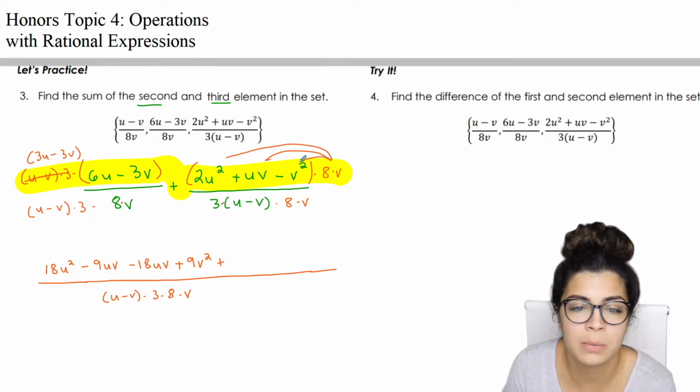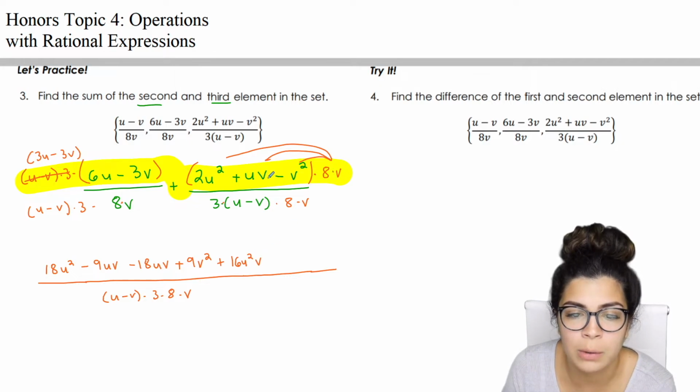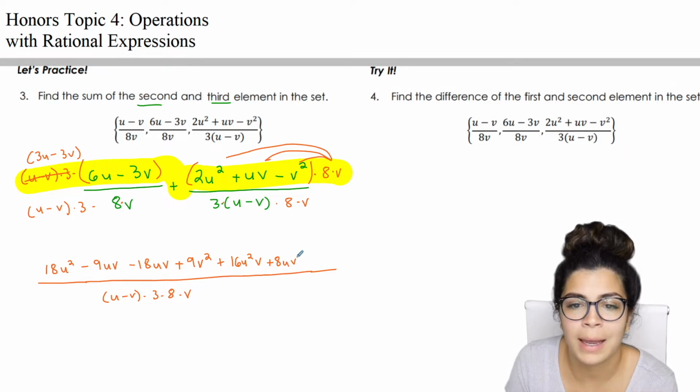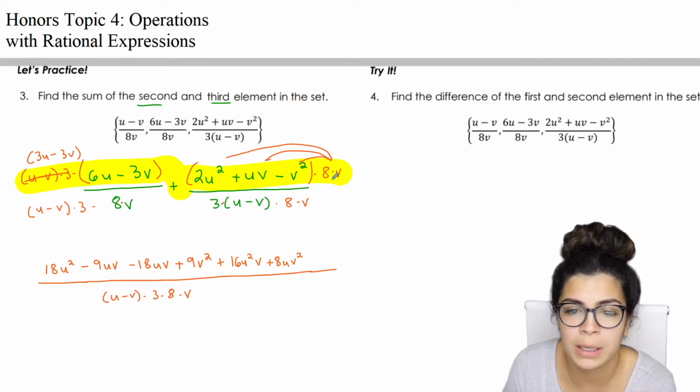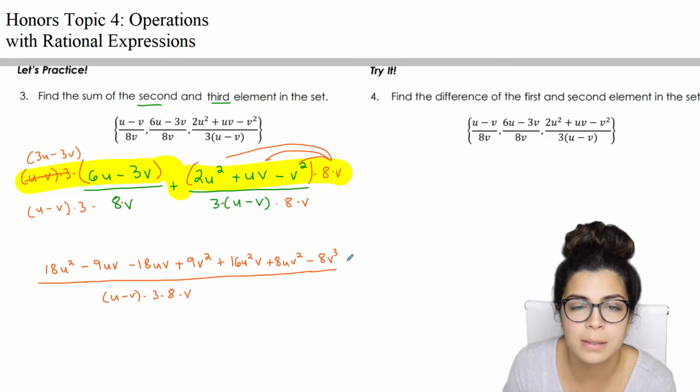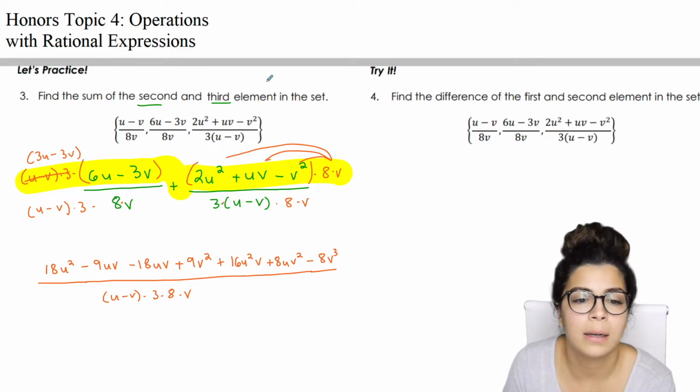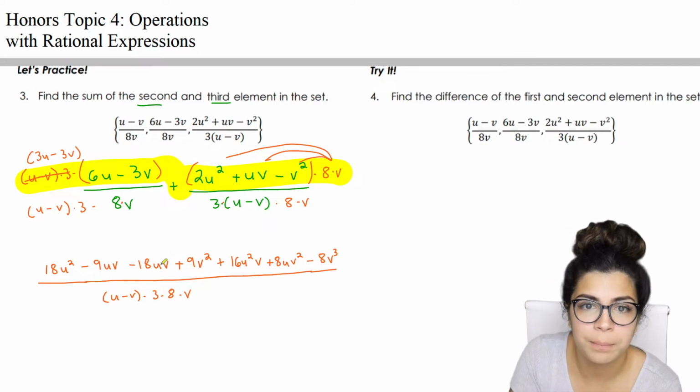So 8v times 2u squared would be 16u squared v. 8v times uv would be 8uv squared. And 8v times negative v squared would be negative 8v cubed. All right. Let's go ahead and combine any like terms that we have.